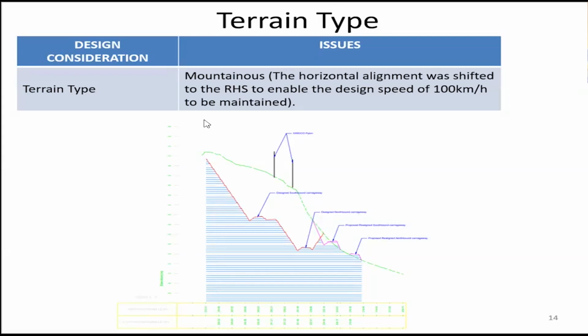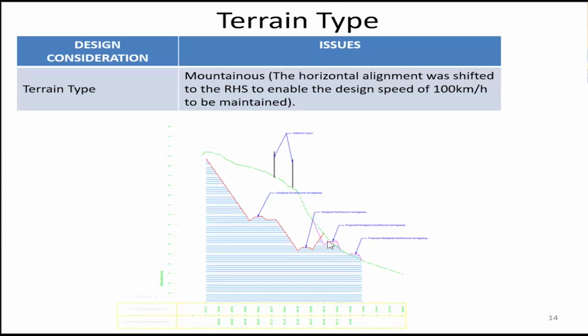Terrain type, the alignment goes through a rolling terrain. However, at a particular location, which is the Osino section, as you can see here, the alignment would have gone through a mountain. And this would have necessitated the reduction of the design speed from 100 to about 80 kilometers per hour, resulting in reduction in stopping sight distance and increase in slopes. And therefore, to maintain the speed of 100 kilometers per hour, the alignment was shifted to the right-hand side, as you can see with my cursor. So this now is the northbound. As originally planned, this would have been the northbound, and this now is the southbound.